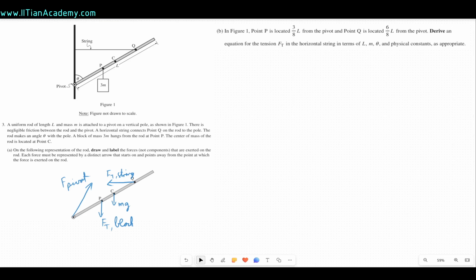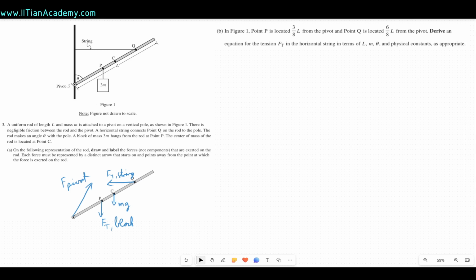So in part B, we're given the distances of the points. We need to derive an expression for the tension in the horizontal string. So what we need to do here is write up an equilibrium reaction equation. And well, the easiest one is the torque one here.